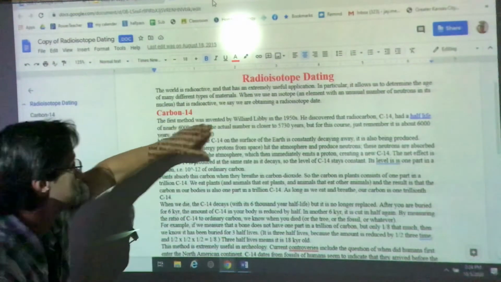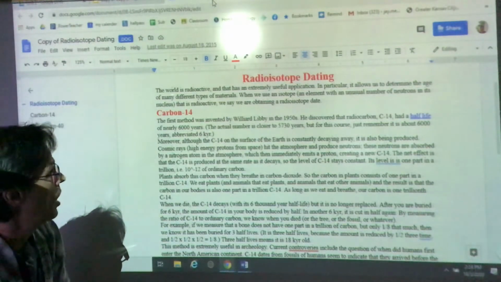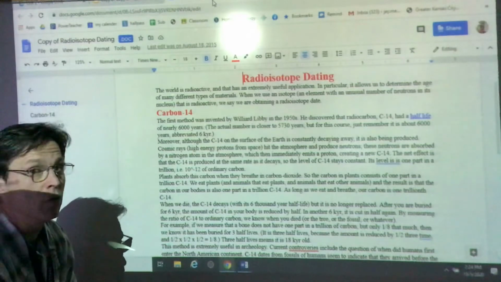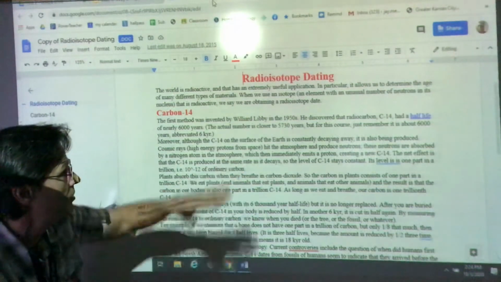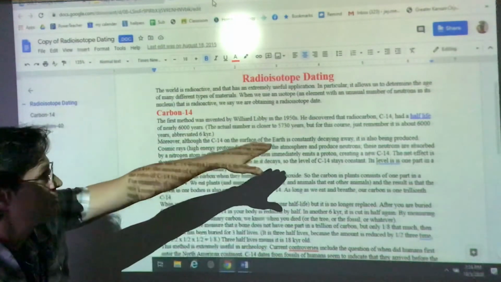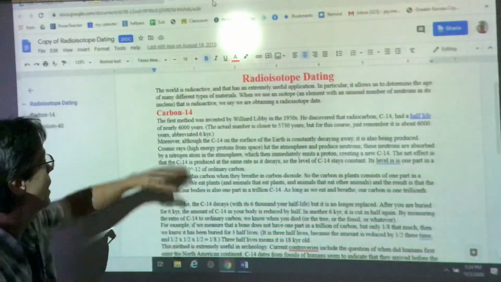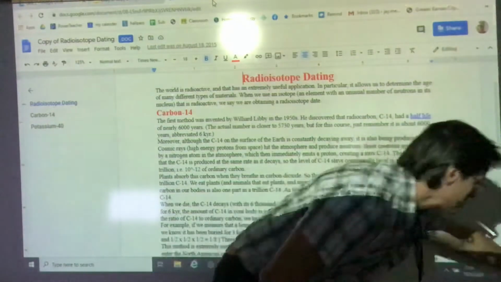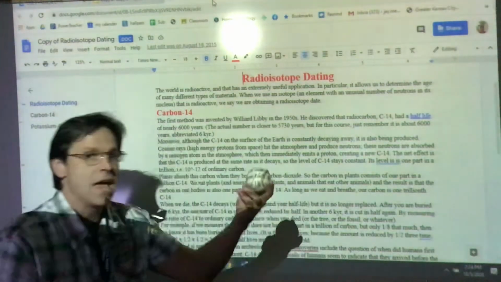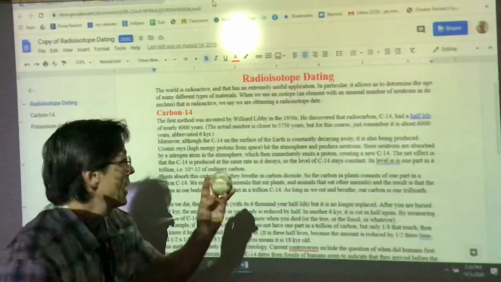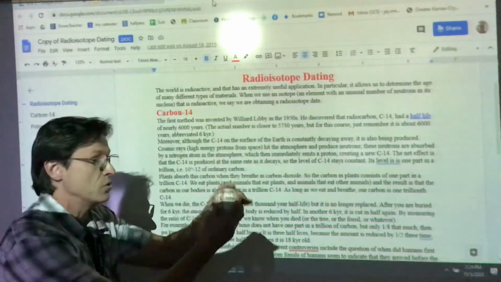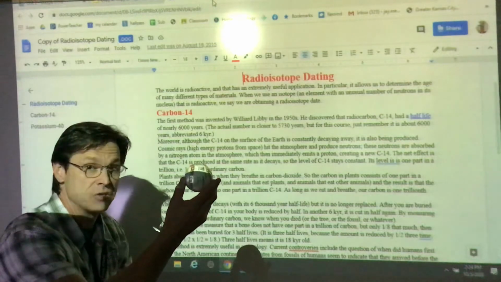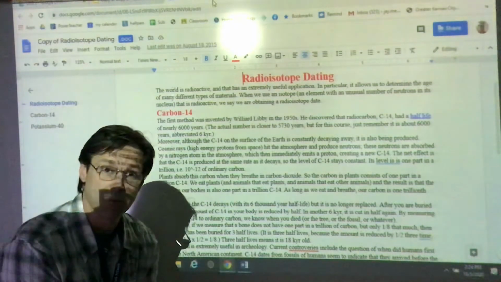The first method was invented by this gentleman here, Willard Libby, not until the 1950s, so it's not really that long ago. I mean, post-World War II era, right in there. He discovered that carbon-14 had a half-life of nearly 6,000 years. Basically, what that meant is, if this baseball was an example of a carbon-14 atom, in 6,000 years, when it began to decay, half of it would disappear. So that's where the term half-life came from.